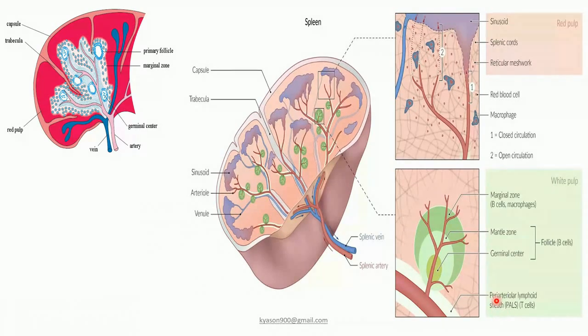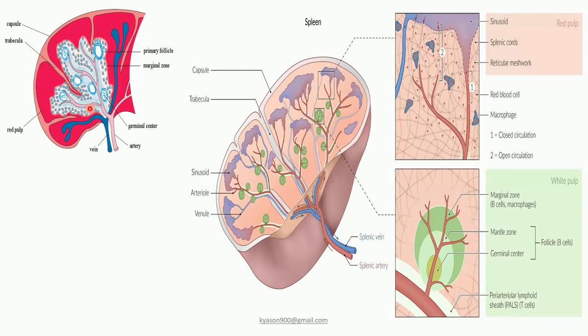This periarteriolar lymphoid sheath surrounding the central arteries is going to contain T lymphocytes, the abundant T lymphocytes that make up this sheath. This sheath is what you see here surrounding these central arteries.